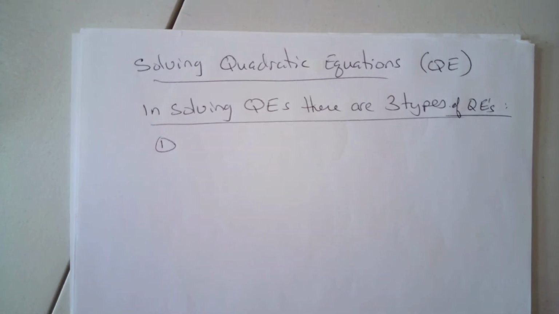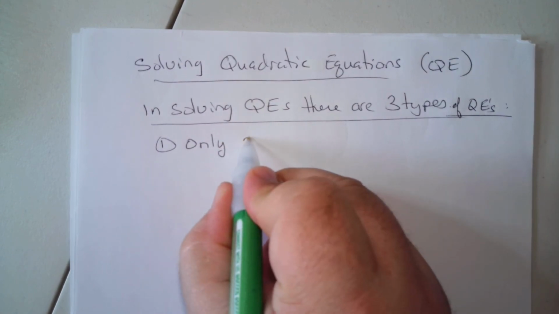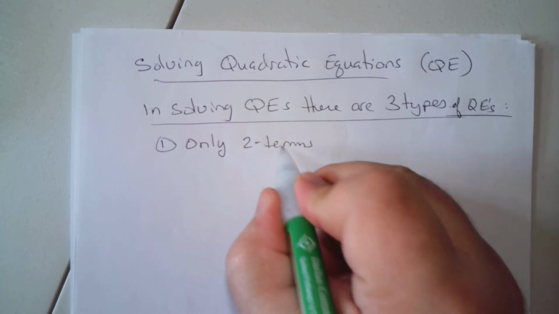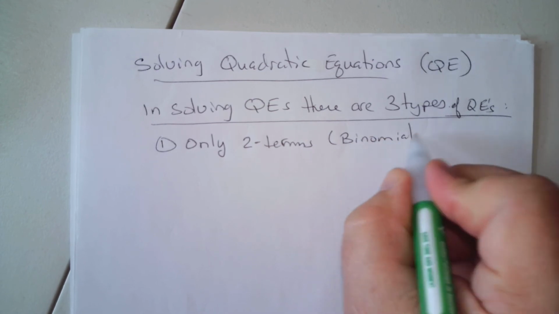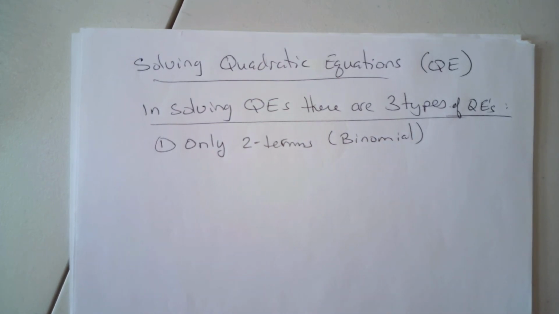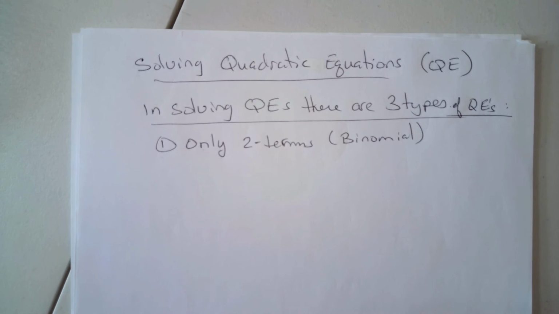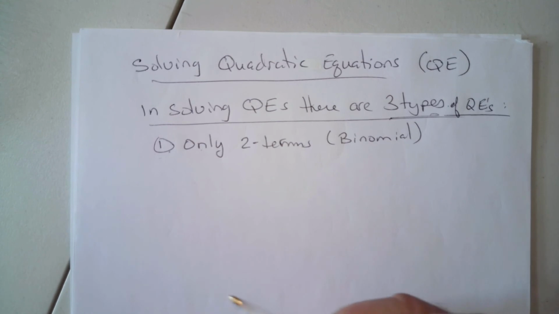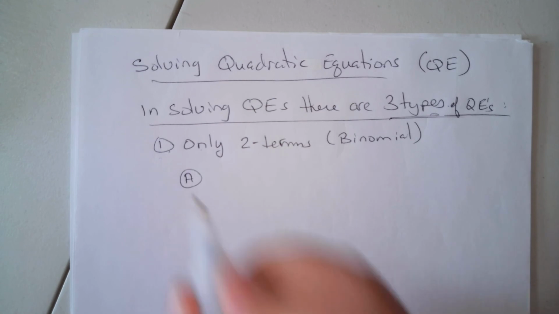First type. Only two terms. Two terms. These are called binomial. This one has two separate ones. So even though it says three types, this one has two of them. The first one we're going to talk about.